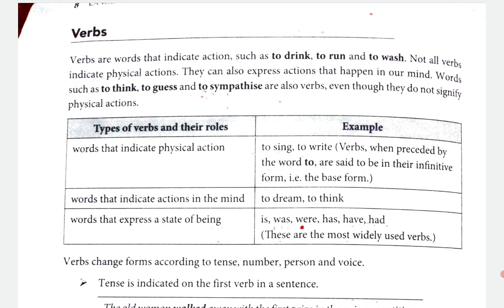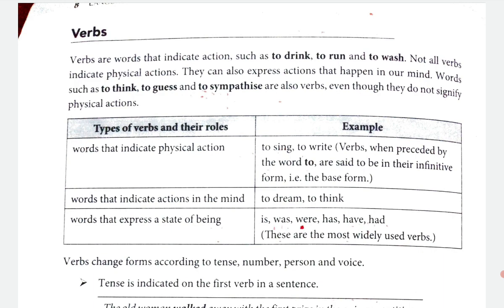Now there is another kind of verb which indicates actions in the mind, like to dream, to think, etc. There are also words that express a state of being, like is, was, were, has, have, had. These are most widely used as verbs. Even though we don't often think about these or realize them as verbs, these are also verbs: is, was, were, has, have, had, etc.